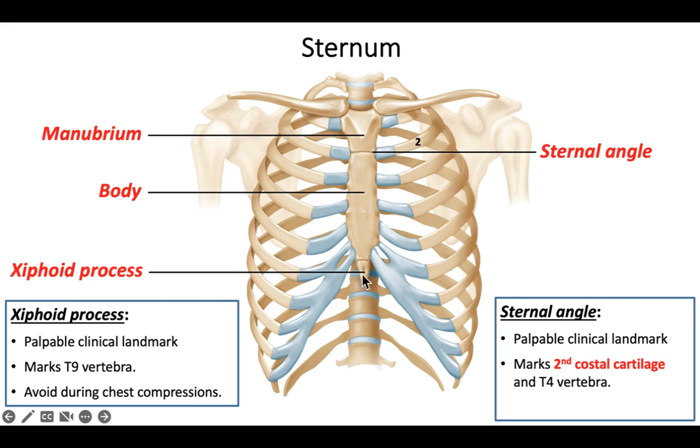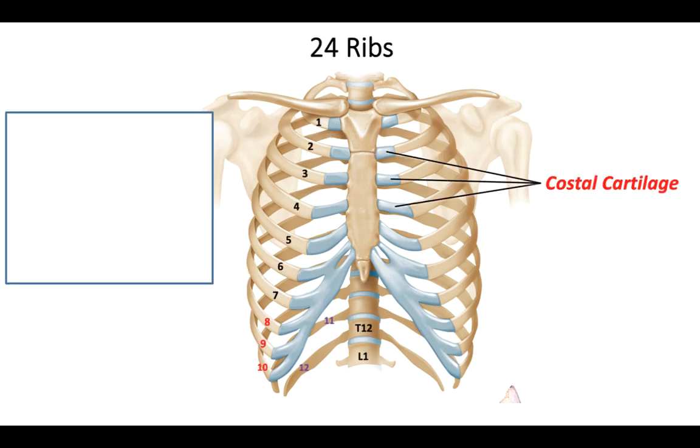Another one is the xiphoid process. We want to know where that is during chest compressions. So if you're giving CPR to someone, you want to make sure you are superior or above that xiphoid process. In many cases, if you do chest compressions on that xiphoid process, it can fracture and cause some internal injuries. All right, so that's the sternum, the three regions of the sternum, and two of the important clinical landmarks.